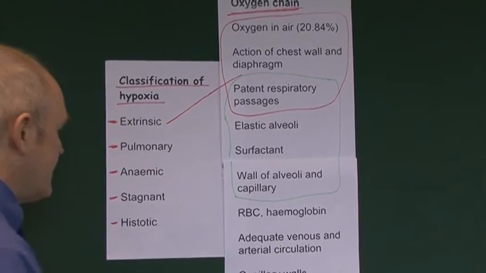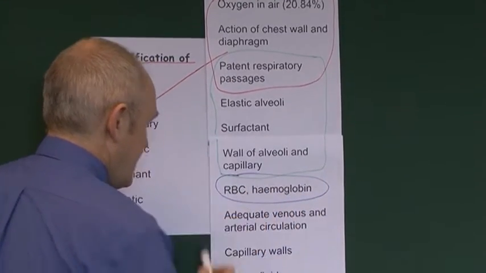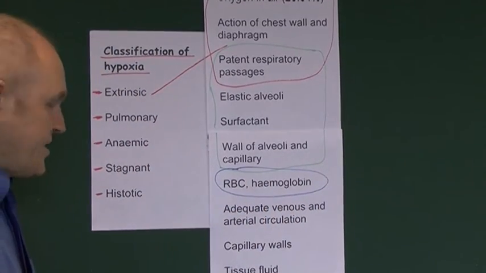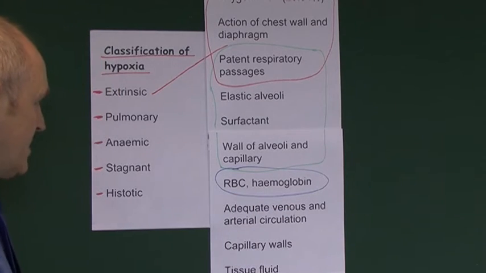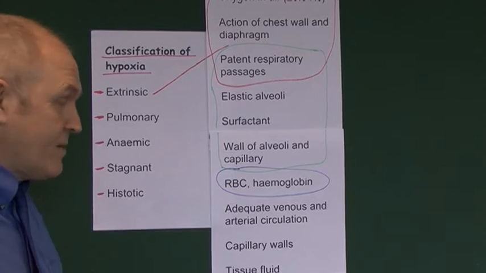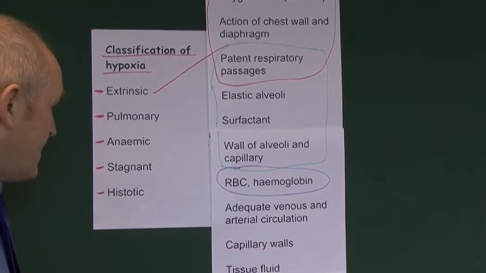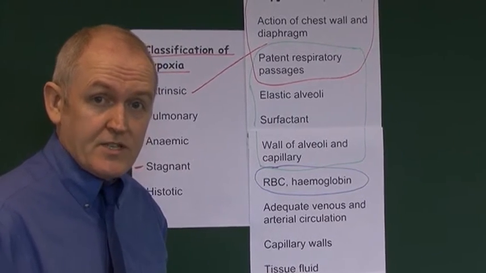Next we need the red blood cells, which of course carry the hemoglobin, the oxygen carrying pigment. These must be present in adequate numbers and be healthy, otherwise there's going to be an anemic hypoxia. I mean, the best definition of anemia actually is a reduced oxygen carrying capacity of the blood.